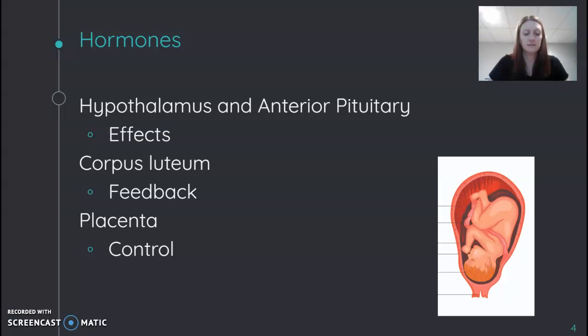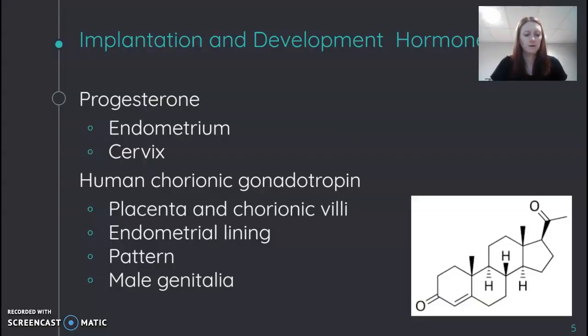Lastly, the placenta is involved. The placenta, once it develops, will take over hormonal control for the developing fetus and secrete human chorionic gonadotropin, human chorionic somatomammotropin, estrogen, and progesterone. Progesterone, which is shown in this picture here, will prepare the endometrium for implantation.